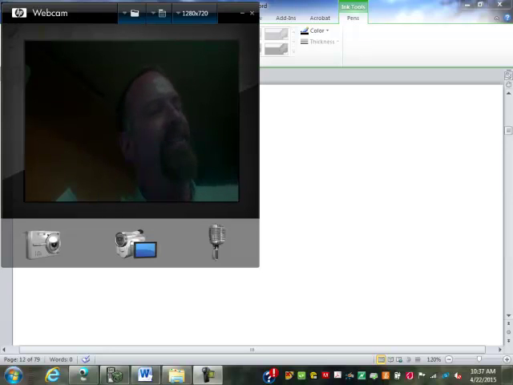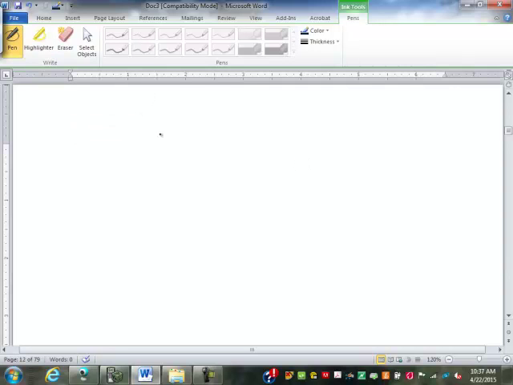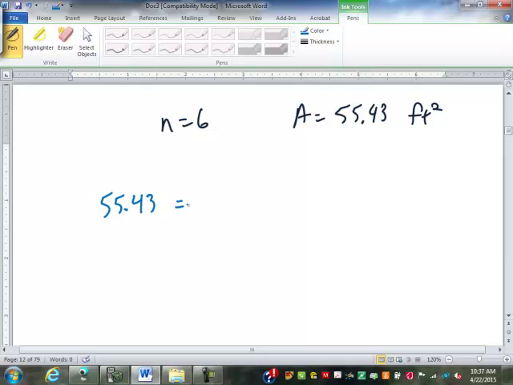On worksheet 4-19, number 8, we are given a regular hexagon, so n equals 6, and an area of 55.43 square feet. So in our formula, 55.43 equals the length of the side squared times 6 over 4 times the tangent of 180 over 6.